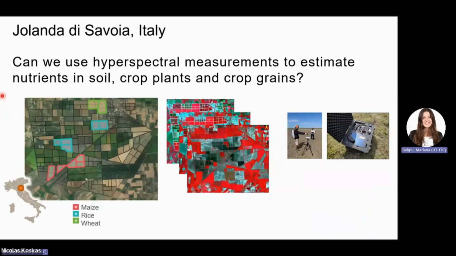So for the first approach, I would like to discuss the question: can we use very high resolution, hyperspectral images to estimate nutrients in soil, nutrients in croplands, and in the crop grains? If you recall, I was talking about one important development when it comes to satellite images, namely the spectral resolution, the fact that we have hyperspectral images with more than 200 wavelengths that allow us to monitor the biochemical composition of vegetation. And this is what we explored in this farm, which is situated in Italy.